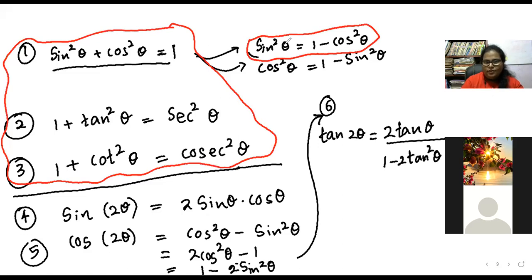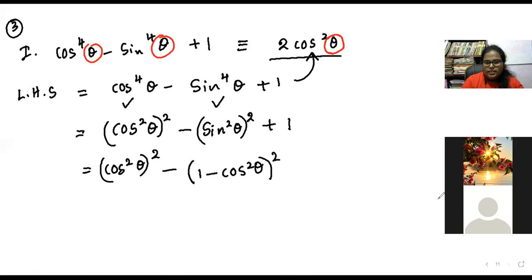From this one we derive this equation for sine square theta as 1 minus cos square theta. So I am using this one to simplify. Here you can write like this. Then you can see there is a binomial expansion here. Then you can expand this one like cos square theta squared, and here you can expand this one.